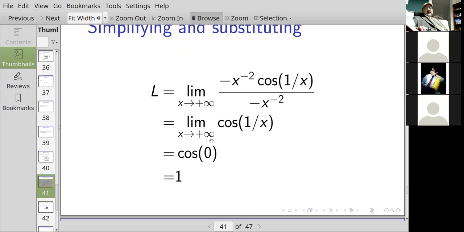And now I've got the limit as x goes to positive infinity of cos of 1 over x. Okay, now 1 over x is going to 0. So this is cos of 0, which is equal to 1. Okay, is that all right?